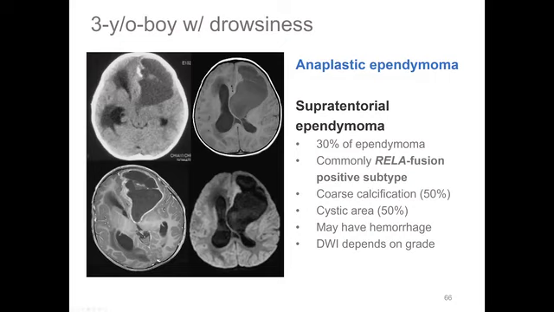And the ependymoma has a coarse calcification in 50% of tumors, and 50% of the tumors might have a CC change, might have a hemorrhage, and the diffusion depends on the grade. It could be low grade, could be high grade, so it has a different appearance on DWI.